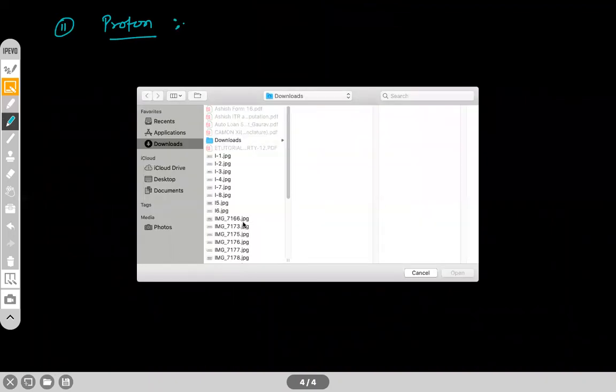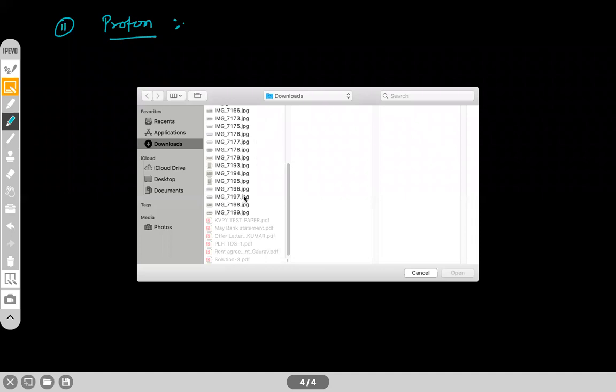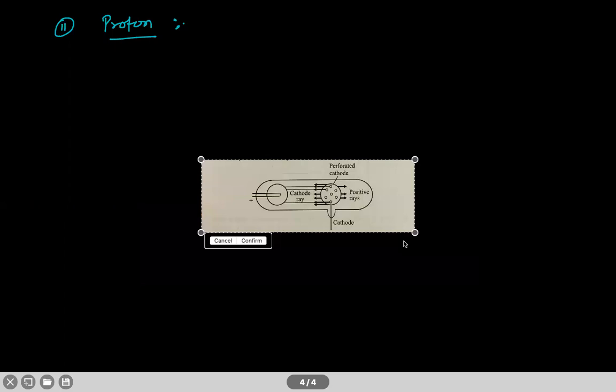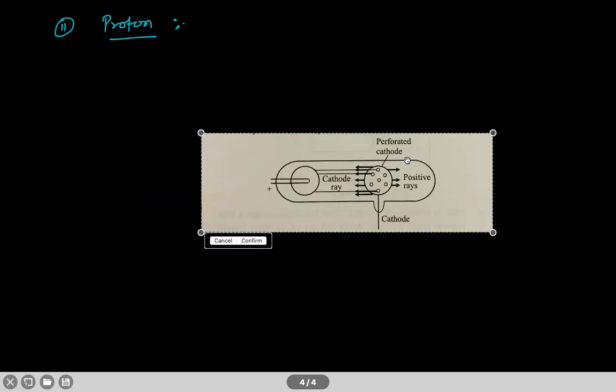Okay, the second point to write down: the discovery of proton. Look at this diagram here, exactly the same. The only difference is that we take a perforated cathode plate. It is exactly the same, just one change. The change is that the cathode plate is perforated, like this, the holes were there.